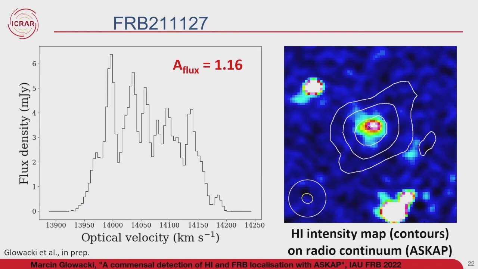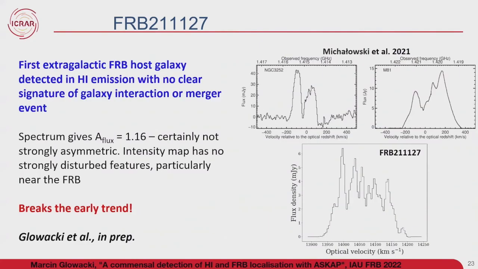On the right, we're also showing the radio continuum of the galaxy. This shows that there's definitely some radio continuum associated with the host galaxy of this FRB. There's no continuum for that little blob of intensity on the right, suggesting it could be just an artifact. So this is the first extragalactic FRB host galaxy that we've detected in HI emission with no clear telltale sign of galaxy interaction or merger event. It's definitely far less asymmetric than before. Again, compare the spectrum on the top to the one on the bottom, which is for our host galaxy. So we break the early trend, and this will all be part of work that will be submitted shortly.